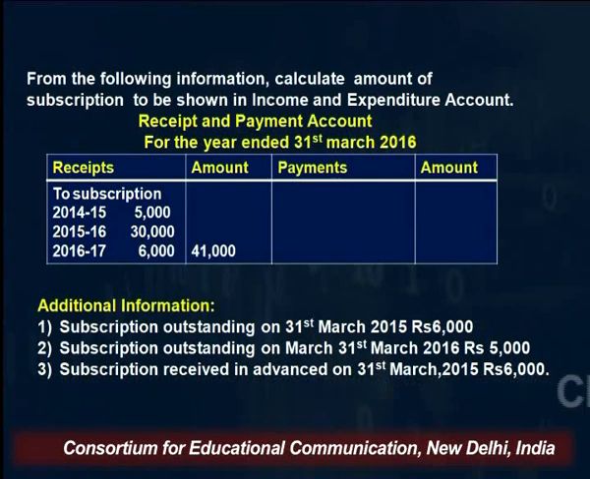In the additional information it is given: subscription outstanding on 31st March 2015. This is the subscription at the beginning of the year. This is given as 6,000. Subscription outstanding at the end of the current year is 5,000. This is the income which is related to the current year but not received. Subscription received in advance on 31st March 2015 is given as 6,000. So this is the subscription which was received in the previous year but related to the current year.